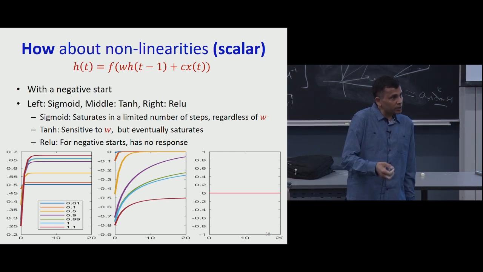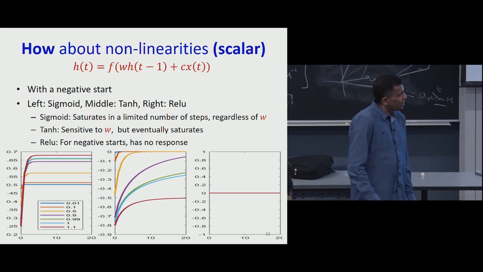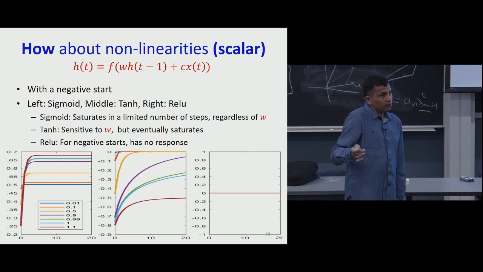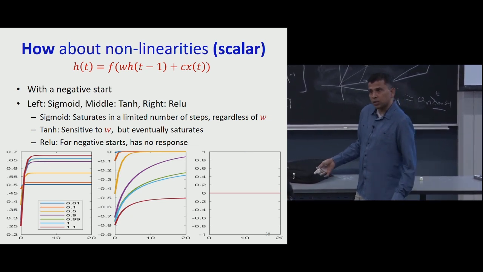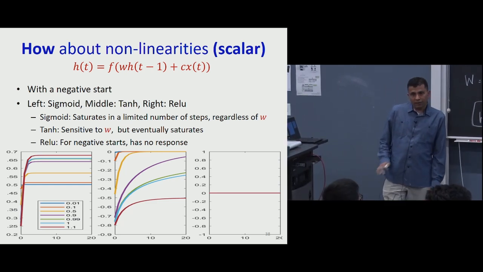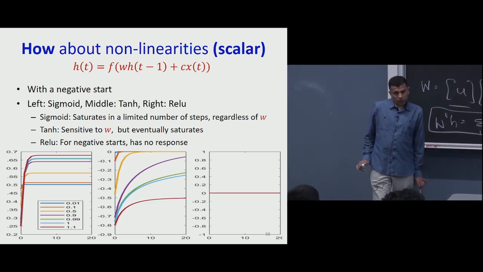Clearly the tanh, right, because it's remembering things for longer. The ReLU, if the input is negative, if the weight is positive, there's nothing remembered. It just goes to 0 because it's cutting off all negative values, right? Now this is for a scalar equation.